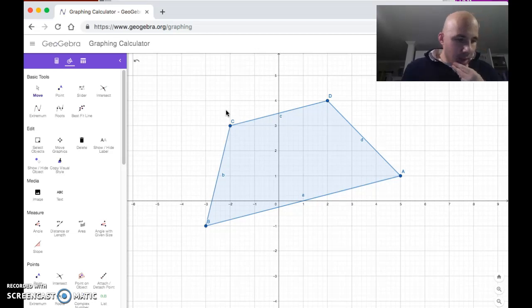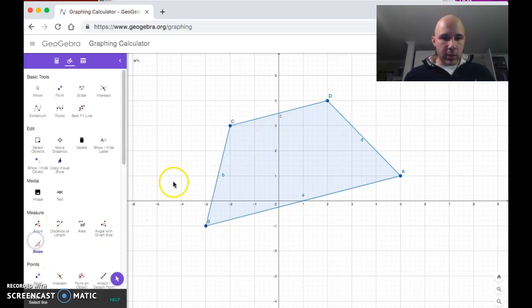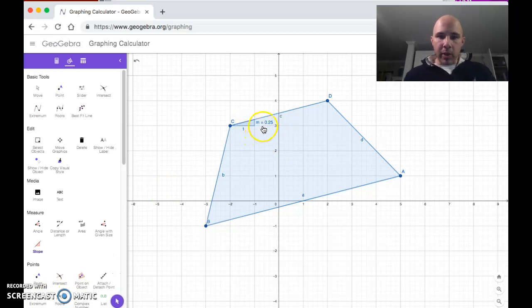Now I want to go ahead to see if the lines are parallel, to see if it's a trapezoid, because those lines have to be parallel. So the first thing I'm going to do is go to my measure distance. It says select the line, so let's touch the line. My slope here is 0.25, and I'm going to do the same thing here, 0.25. So I know the lines are parallel. That's a good sign. So now, is it an isosceles trapezoid?